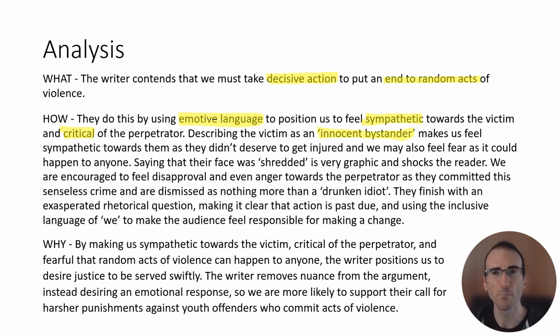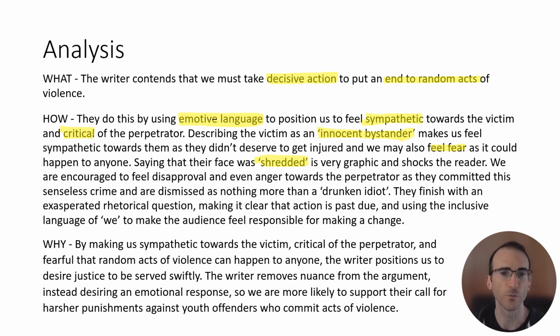Notice that I've peppered in my quotes. I've got brief quotes that flow in my own sentences. Describing the victim as an innocent bystander makes us feel sympathetic towards them, as they didn't deserve to get injured. And we may also feel fear, as it could happen to anyone. Saying that their face was shredded, again, I'm peppering in that quote, integrating it into my own writing. Saying that their face was shredded is very graphic and shocks the reader.